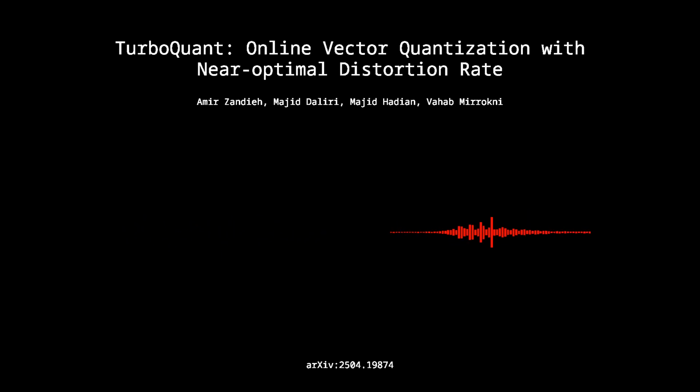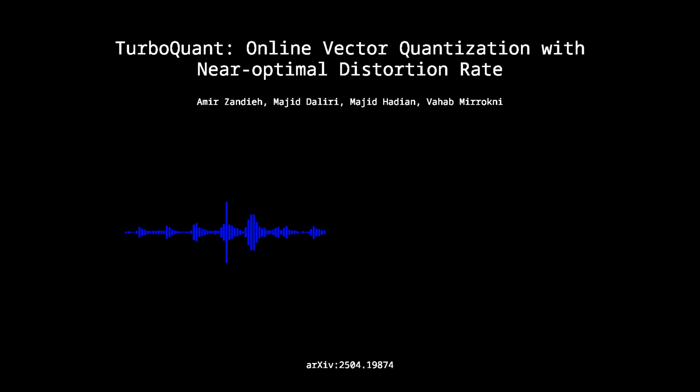I mean, that tension between computational latency and theoretical distortion limits has effectively paralyzed the vector quantization literature for online applications, because you simply cannot afford the latency of data-dependent clustering while generating tokens. And you also can't accept the retrieval degradation that comes with standard scalar methods.